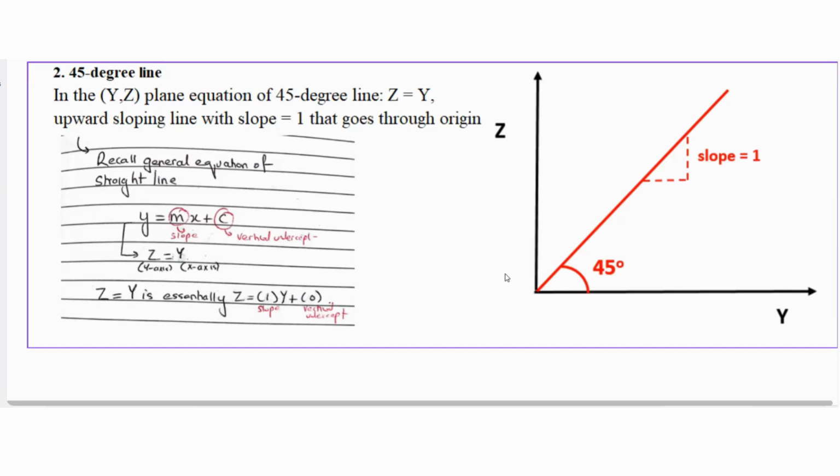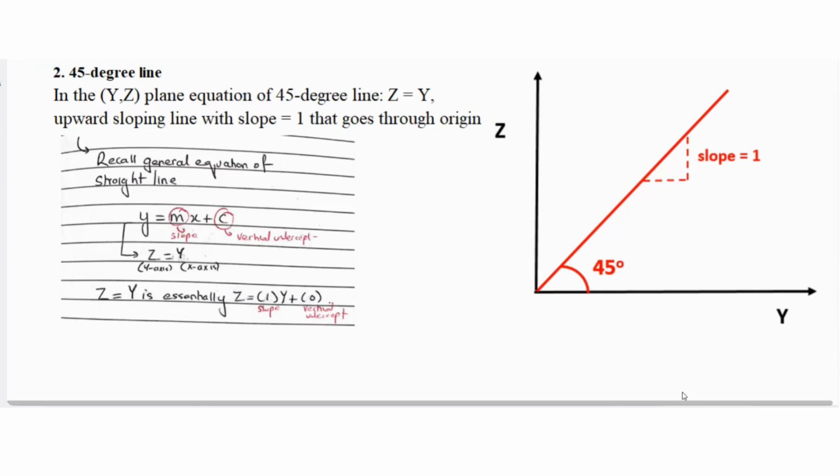So the 45-degree line is the second main component of our model. In the YZ plane, in a graph with Y on the horizontal axis and Z on the vertical axis, the equation of this line is Z equals Y. When you compare it to the general equation of a straight line, you can identify this is an upward sloping line with slope 1 that goes through the origin because the vertical intercept is 0.